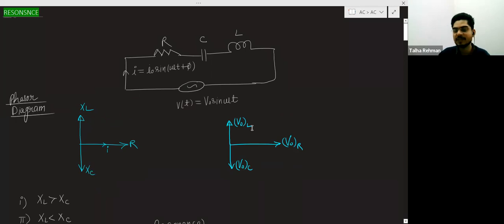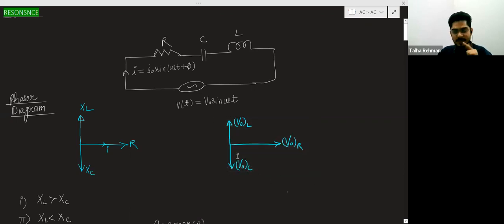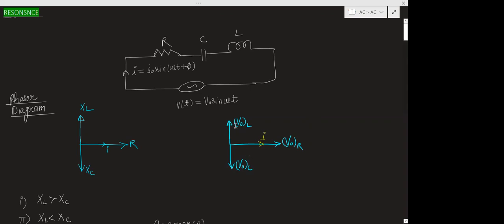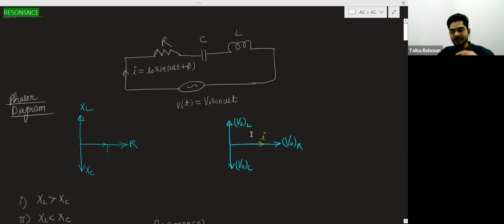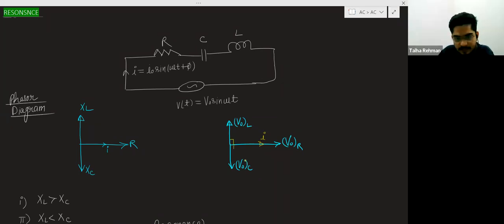In terms of the voltages, these are basically the peak voltages: peak voltage across the inductor, peak voltage across the resistance, peak voltage across the capacitor, already discussed. So this will be the phasor diagram. The peak voltage across the resistance is in the direction of the current in the circuit, and the peak voltage across the inductor is leading the current by 90 degree, and the peak voltage across the capacitor is lagging the current by 90 degree. Okay, so basically this angle and this angle is 90 degree.